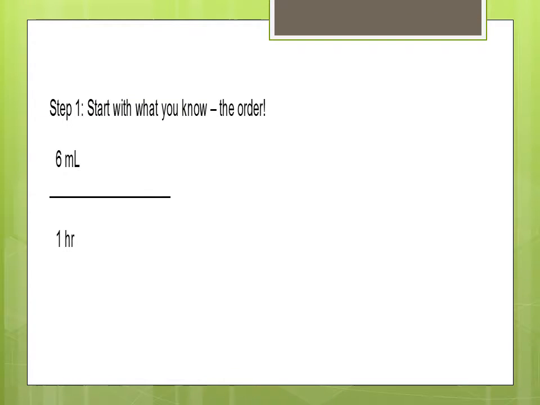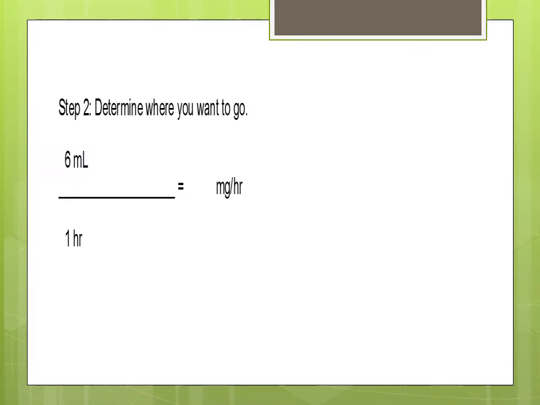Step 1, start with what you know, which is the order, and we know that the current order is 6 milliliters per hour. Step 2, determine where you want to go. What we are ultimately looking for is at this infusion rate of 6 milliliters per hour, how many milligrams per hour of this medication, of the nitroglycerin, is the patient receiving?